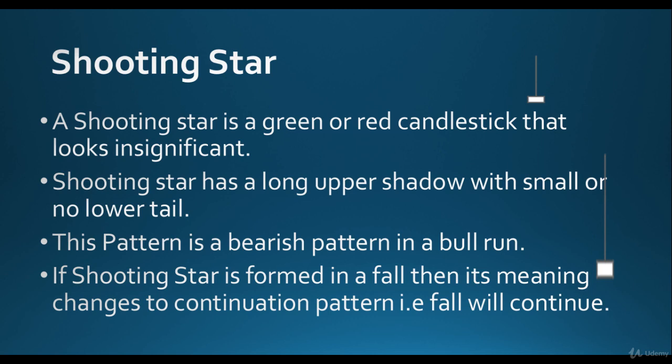If a shooting star is formed in a fall, then its meaning changes to a continuation pattern. That is, the fall will continue. So its meaning is different in two different patterns. If it is a bull run and it happens, then it means a change in trend is about to follow and the bull run might cease. If it is happening in a fall, in a bear run, then it means that the bear run will continue to fall down. It's not turning up right now. So it's a continuation pattern in a bear run.